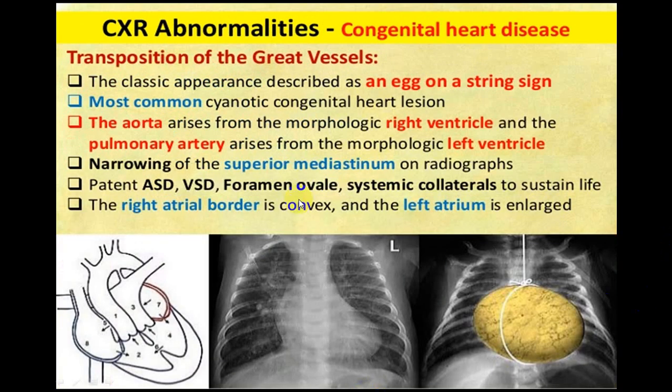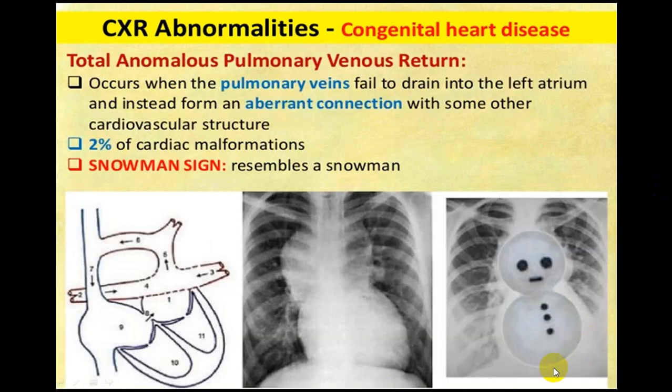This is one typical finding in TGV, transposition of great vessels. Forget about that. If you can identify it, it is called the egg on string sign. It looks like this shape. So this is called egg on string sign. If you can identify, well and good. Then, what we come across in total anomalous pulmonary venous drainage is called the snowman sign. It looks like a snowman. So it is called snowman sign.